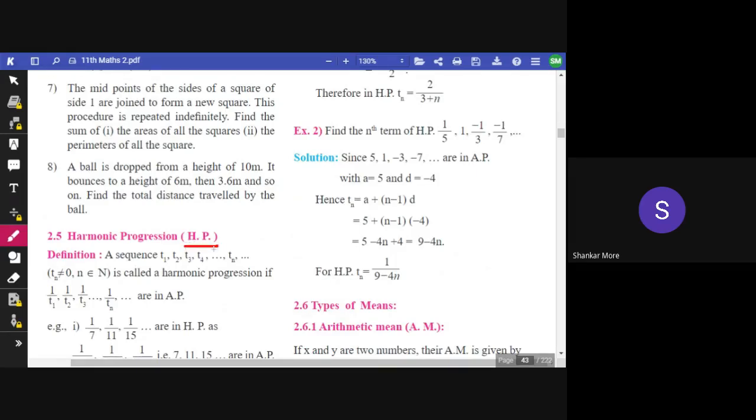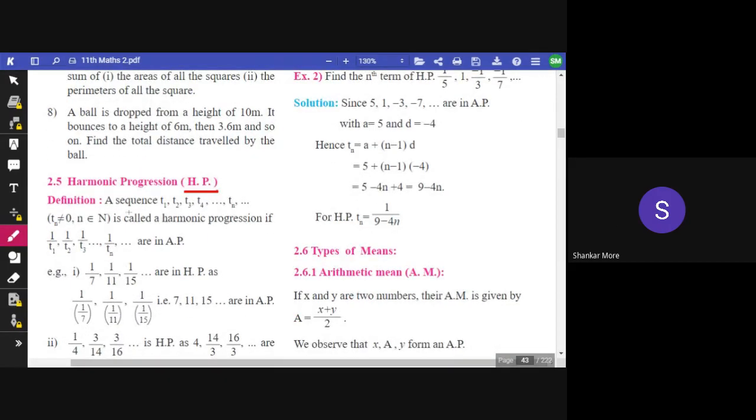Okay, so Samir, everyone, I'm asking everyone, please take your notebook and write the running notes. So what is harmonic progression? Let us see. Definition: a sequence T1, T2, T3, T4, and so on up to Tn, where Tn is not equal to 0 and n is an element of the set of natural numbers, is called a harmonic progression if 1 by T1, 1 by T2, 1 by T3, and so on up to 1 by Tn are in AP.